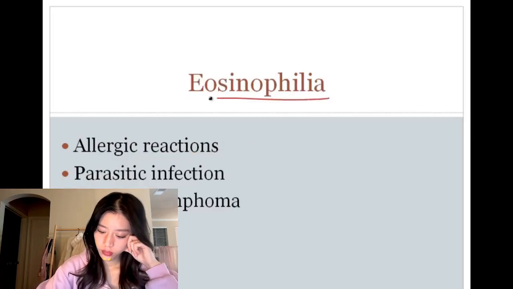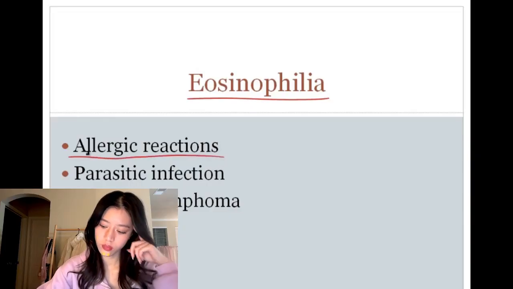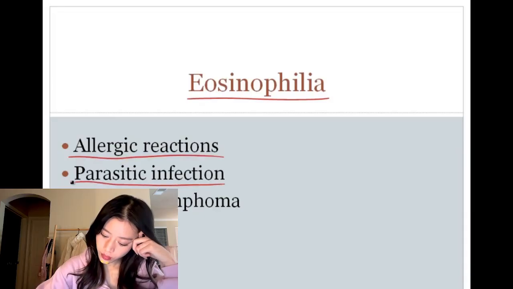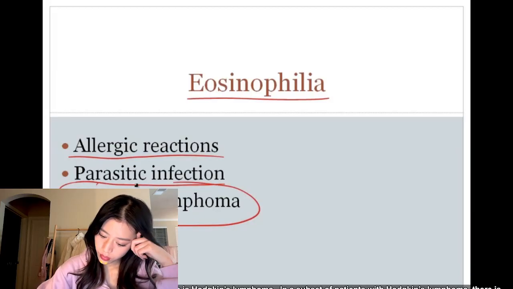Eosinophilia can also increase the white blood cell count. This is an increased number of circulating eosinophils, classically seen in allergic reactions and in parasitic infection. One very high yield association for eosinophilia is Hodgkin's lymphoma. In a subset of patients with Hodgkin's lymphoma, there is an increased number of eosinophils, both associated with the tumor and circulating around in the blood.